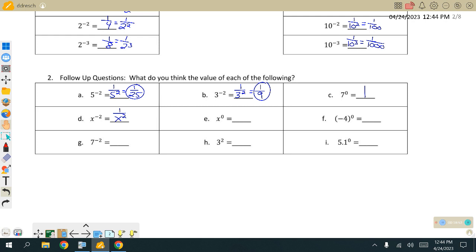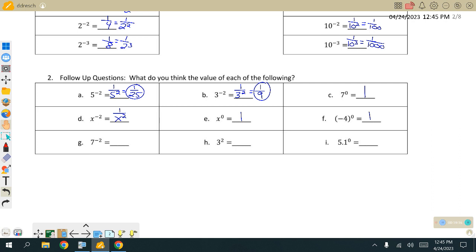Anything to the 0 power becomes 1. x to the 0, 5 to the 0, 10 to the 0, y to the 0. Anything to the 0 power becomes 1. Negative 4 to the 0 becomes 1. Correct. Okay? Anything to the 0 power becomes 1.